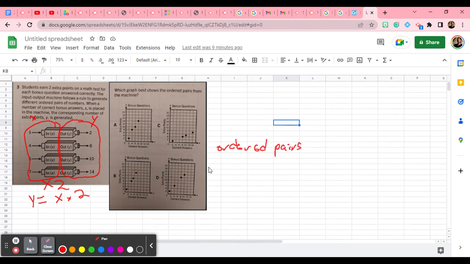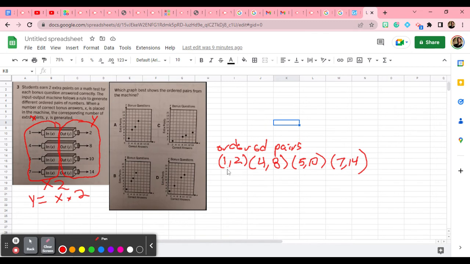Okay, we have 1 and 2, 1 comma 2. Remember, separate them with a comma and add parentheses. Okay, 4 comma 8, 5 comma 10, and 7 comma 14. Okay, so again, we're using our input-output machine to put in a number, which is the number of bonus questions answered. We have our rule, which is times 2, and then that gives us our Y. That's basically all this thing is.